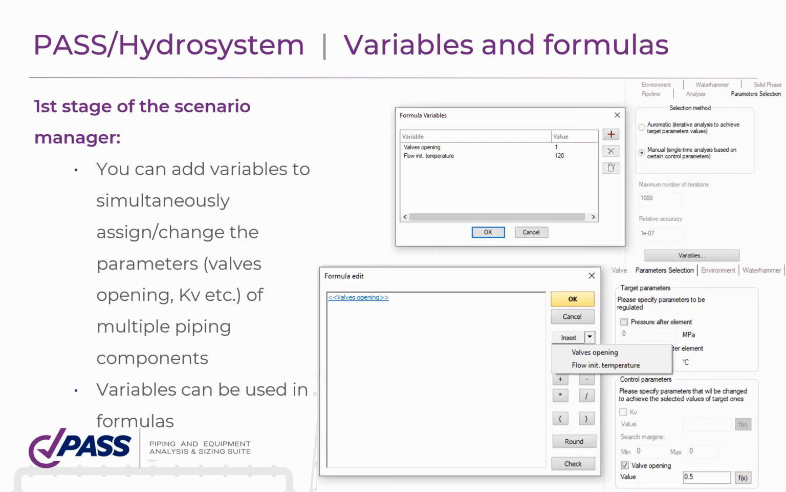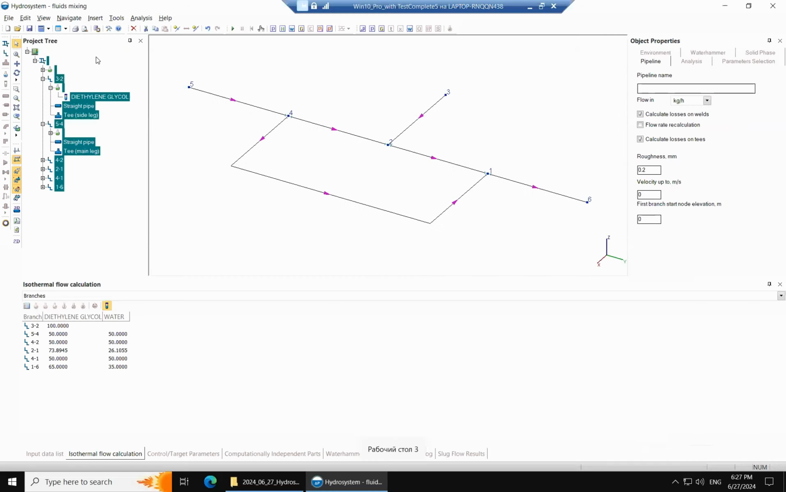In previous versions of HYDROSYSTEM, you were forced to manually open and close each of these valves to perform this analysis for different modes. And if you have 120 such valves, that will be a very, very complicated task to open them, close them. Starting with this version of HYDROSYSTEM, we can simultaneously open them, close them using these variables, using their values. How it's done, allow me to show it to you once again in HYDROSYSTEM.